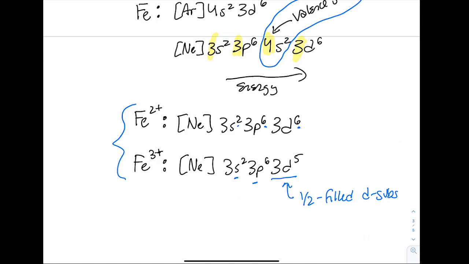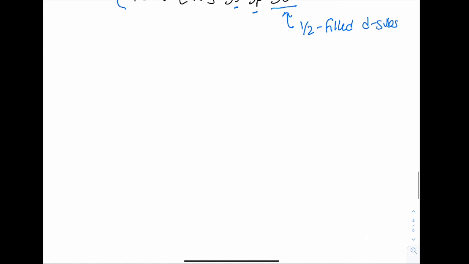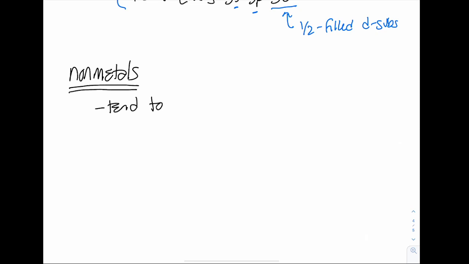Our nonmetals, let's talk about the ones that are gaining electrons. So these tend to gain electrons, which means they're going to form my anions, which are negatively charged atoms or negatively charged ions. If it has a charge, it is an ion, so you can say it either way.